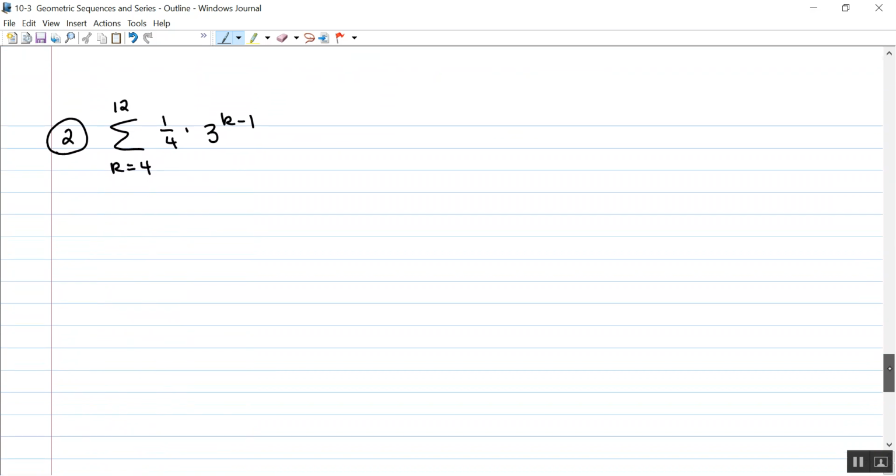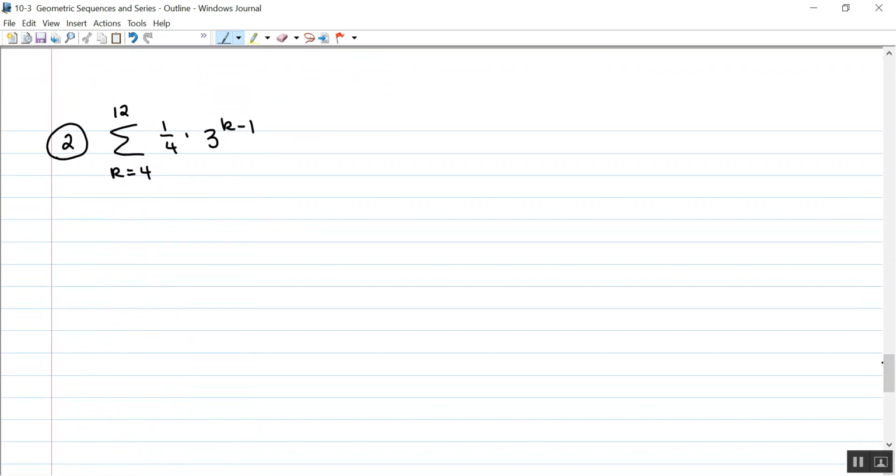Here's another example that uses the sigma notation that we saw in the last lesson. So here we have our formula: 1/4 times 3 raised to the k minus 1 power. Our first term is going to start with k equal to 4, and our last term is going to be k equals 12. So we need to figure out a couple things. We need to figure out and list what our a sub 1, our r, and our n are.